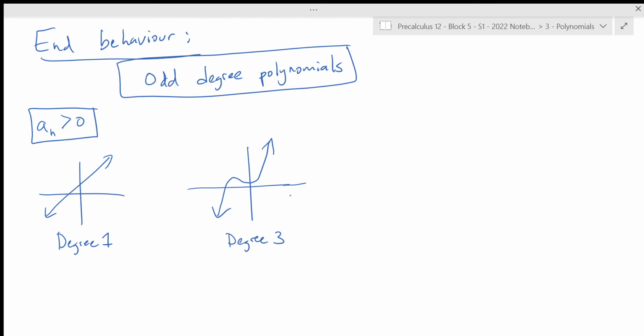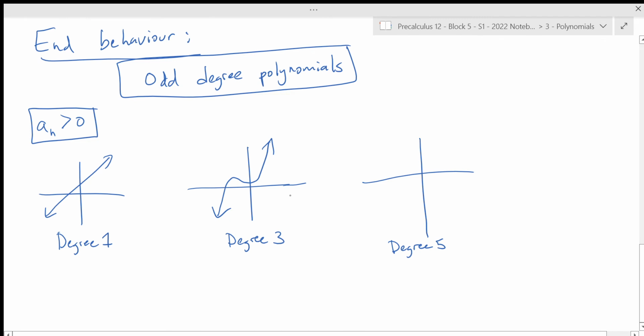If we have a degree 5 polynomial, it might bump around a little more, but it could start low, then go up, and then maybe go up again and end high. But the key thing is that the end behavior is the same. It's going to start in negative y, from negative infinity, and go to positive infinity. So as x goes to negative infinity, f of x also goes to negative infinity.